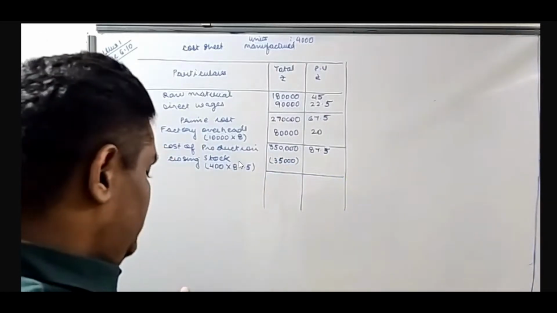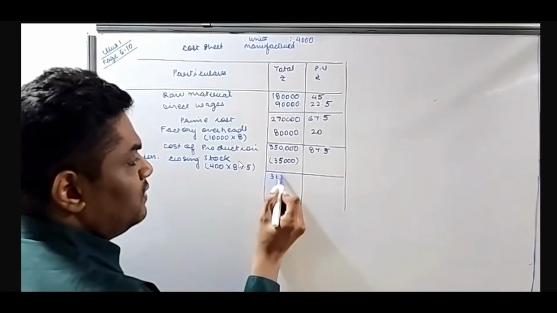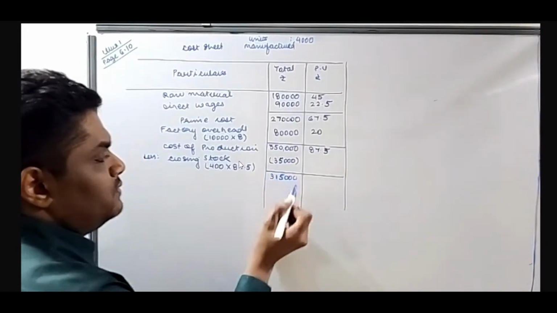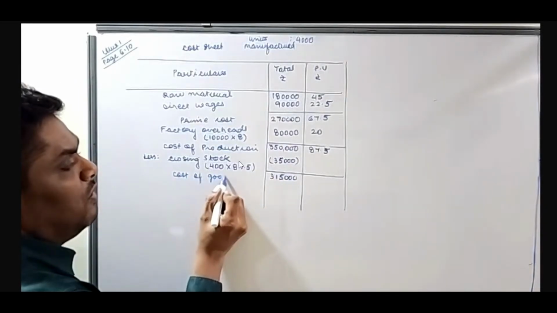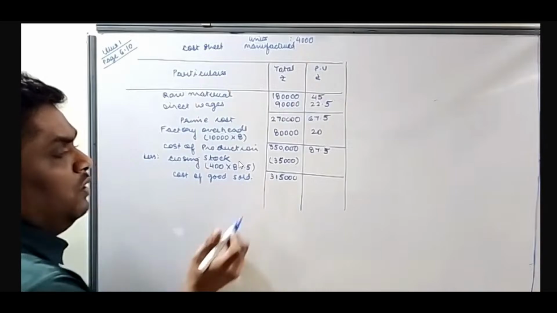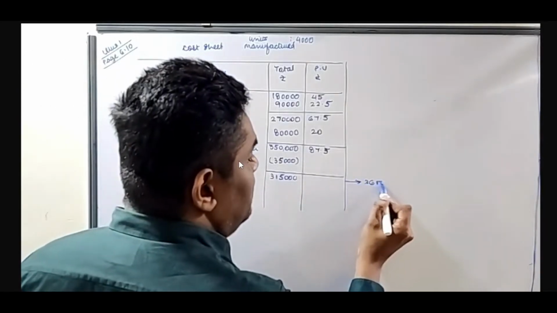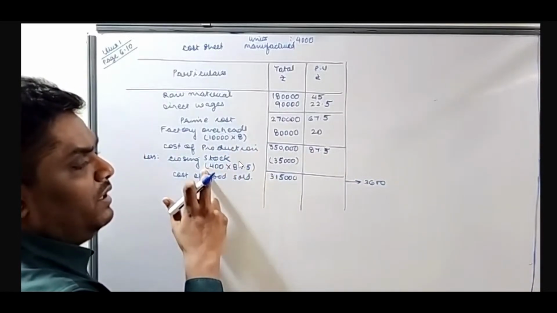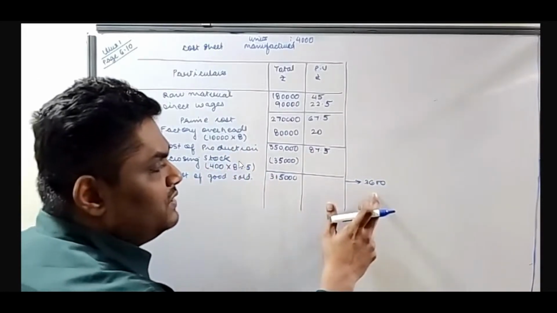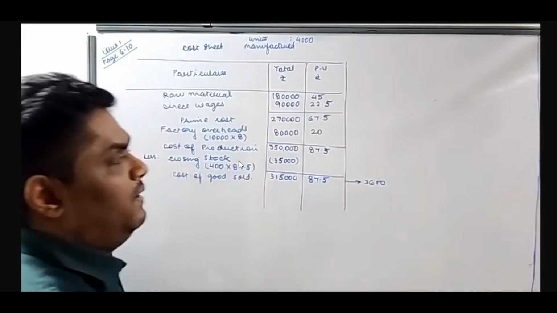So 3,50,000 minus 35,000. This will be 3,15,000. This will be my cost of goods sold. So these 3,15,000 is for 3,600 units, because the adjustment of 400 units is already deducted. So this 3,15,000 is for 3,600 units. So this will be 87.5 only.